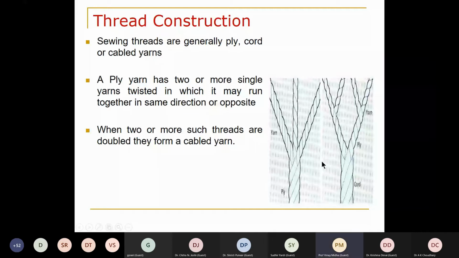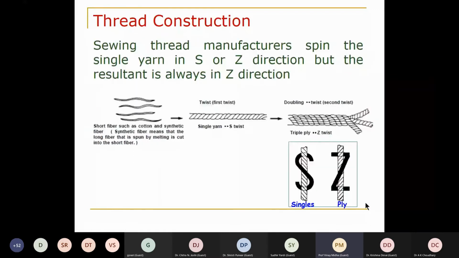And the sewing thread manufacturers normally spin the single yarns in S or Z direction, but the resultant is always in the Z direction. So the single plies can be made in the S direction or the Z direction, but when the cabling is being carried out, at that time the twist is always in the Z direction, because these sewing machines have a false twist in the Z direction. And if you have a resultant S twist, then the opening effect of these particular plies will take place. So the resultant has to be always Z twist.